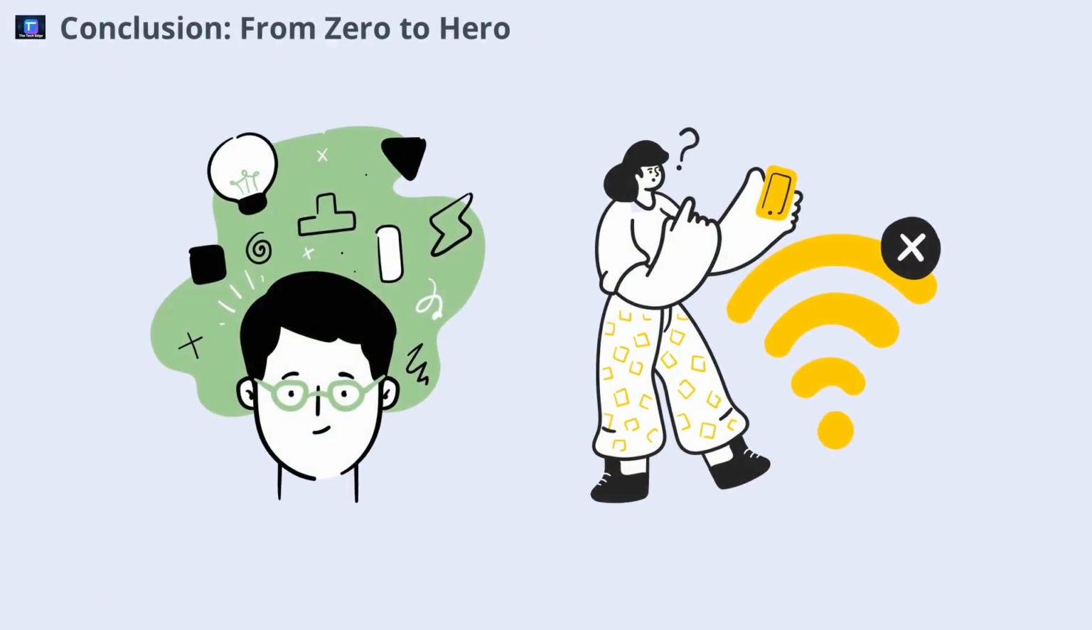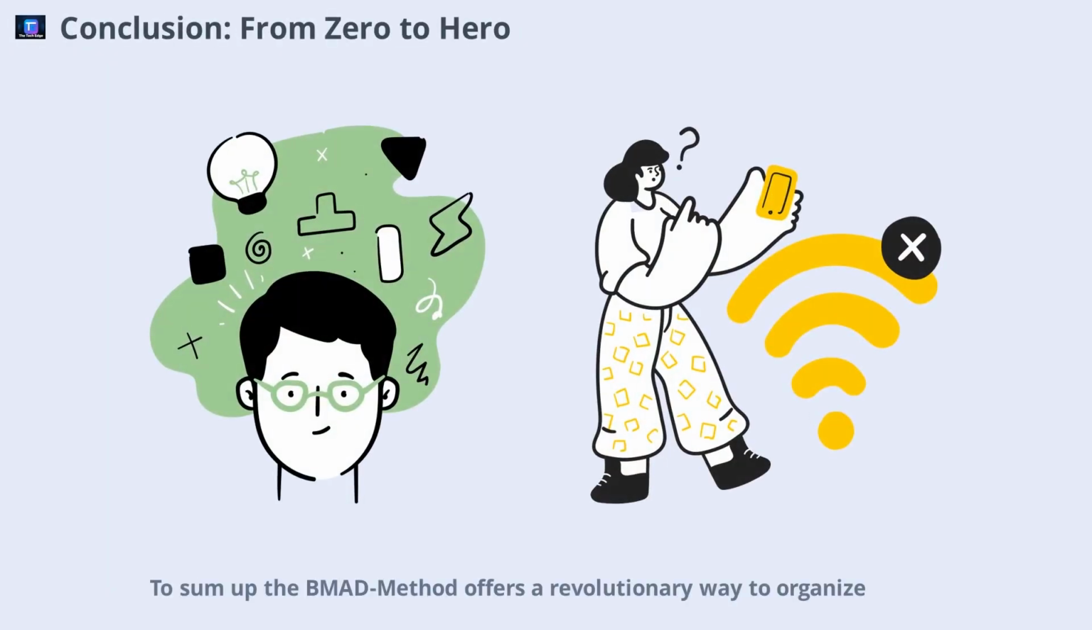To sum up, the BMAD method offers a revolutionary way to organize, manage, and collaborate with AI on software projects. By defining clear roles, workflows, and resource management strategies, it empowers you to build smarter, more efficient teams, whether you're working solo or with others. With BMAD, you truly go from zero to hero in AI-driven development.